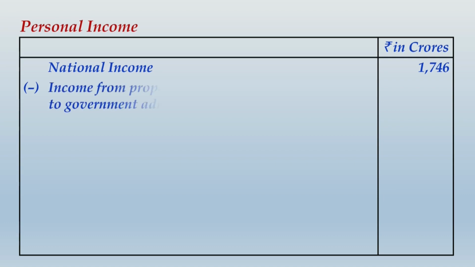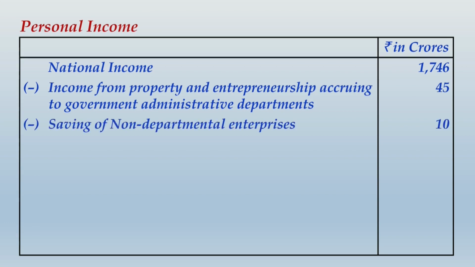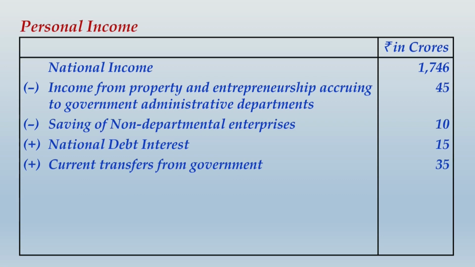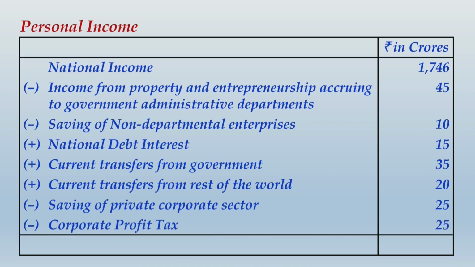From this you will subtract the income from property and entrepreneurship accruing to government administrative departments, subtracting savings of non-departmental enterprises, then adding the national debt interest, adding current transfers from government, adding current transfers from rest of the world, subtracting savings of private corporate sector, and also subtracting corporate profit tax, and what you will get at the end is the amount of personal income, which will sum up to 1711 crores. So please write up this whole thing and then I take you ahead.